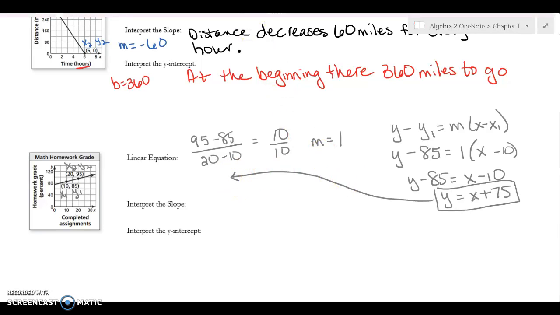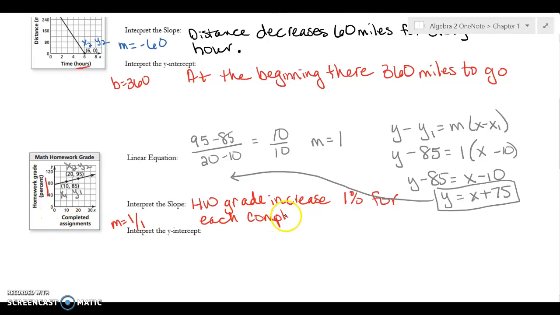To interpret the slope, remember slope is the change in y over change in x, where our slope is 1. So our y is homework grade. So homework grade, it's positive 1, so it increases 1% because it says percent here for each, down here, completed assignment. Okay, so it's the change in y over change in x.